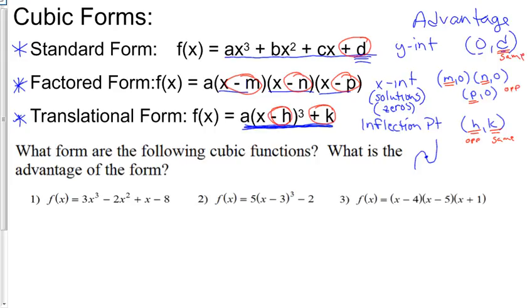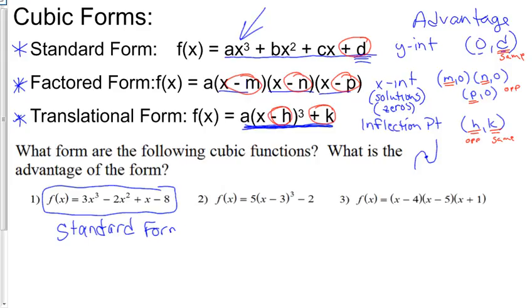So if we look at the first three problems in your packet, I give you three different forms here. This one, notice there are no bundles. No bundles whatsoever leads me to believe that it looks like this, standard form. So this one is in standard form, and it says, what is the advantage of standard form? I want you to write that it is easy to find the y-intercept. And in this case, the y-intercept is (0, negative 8). So notice this is the same.